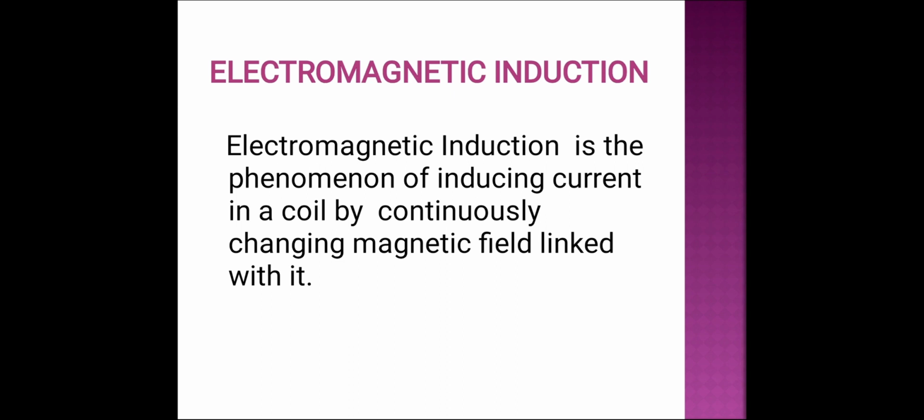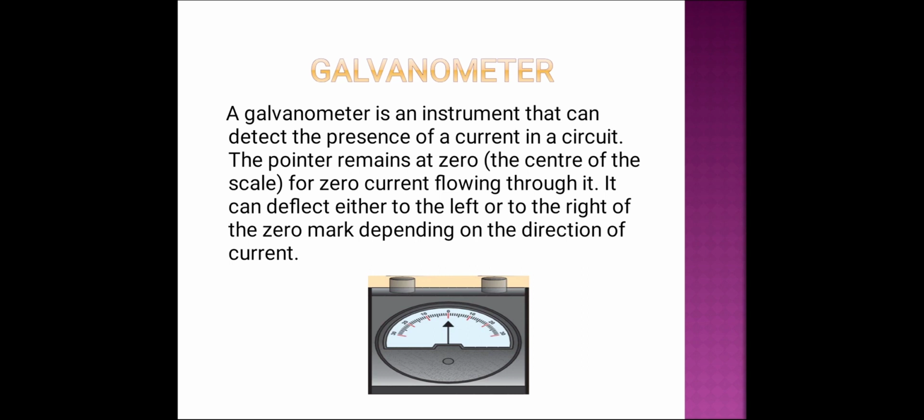What does this mean? We'll understand this with the help of an activity. But before we proceed to the activity, let us study about an instrument, that is a galvanometer. We have studied in chapter electricity that ammeter is an instrument which measures the current flowing in the circuit. A galvanometer, student, is an instrument which detects the presence of current in the circuit. ये मेजर नहीं करता, ये डिटेक्ट करता है कि सर्किट में करंट है या नहीं है.